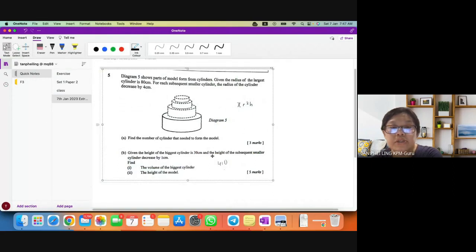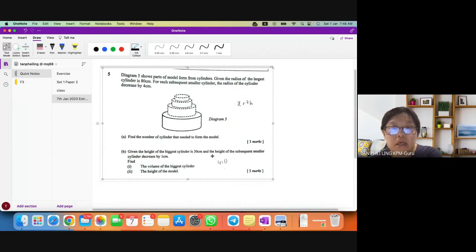Okay, so this one you are looking at Paper 2. Diagram 5 shows part of the model from cylinders, given the radius of the largest cylinder. So this one is the largest one, right? Let us make a highlight first that this one is the largest radius.